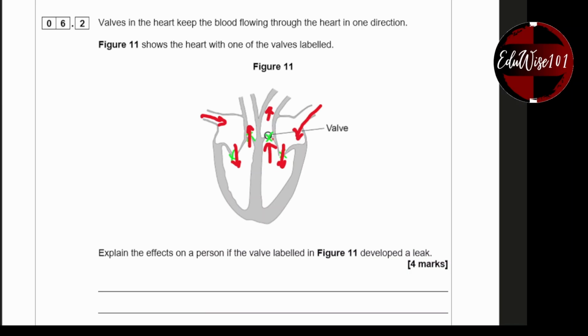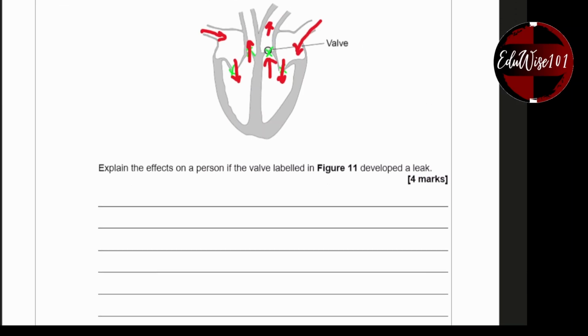So if this developed a leak, the blood that is actually going out is probably going to leak back again into the ventricle, which means the heart is not being efficient. That would mean that the heart is not able to deliver enough oxygenated blood to the body.